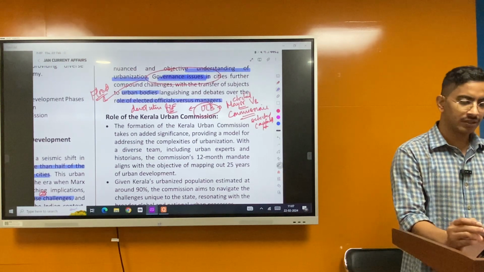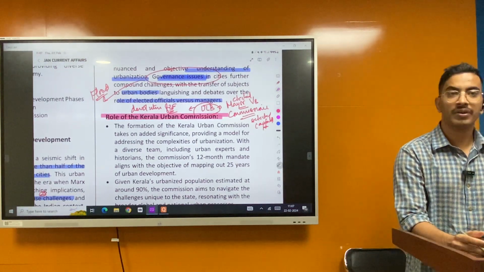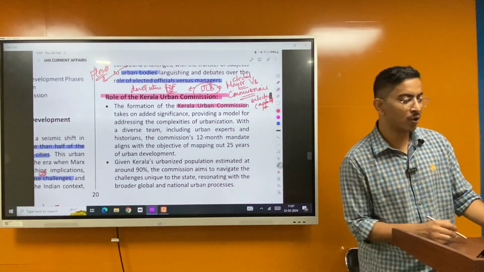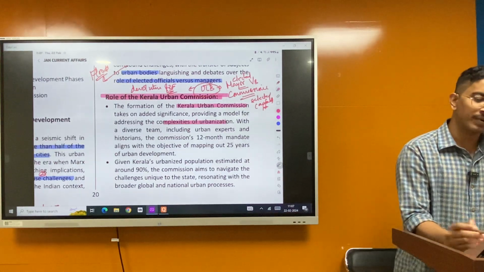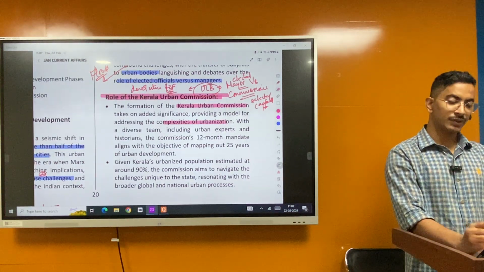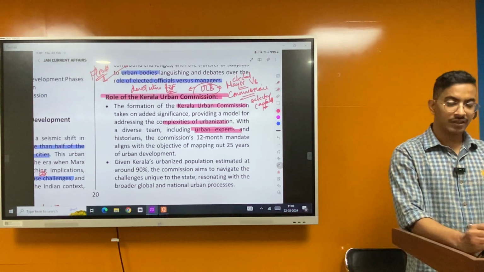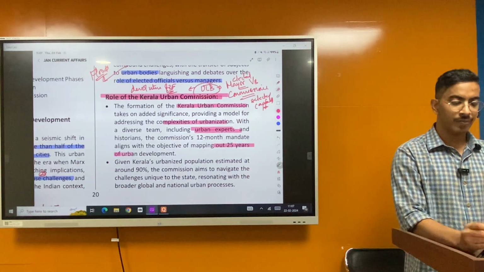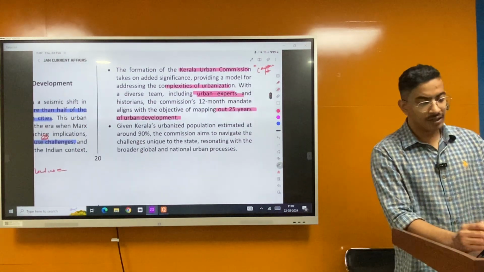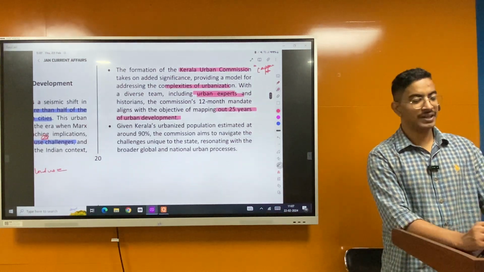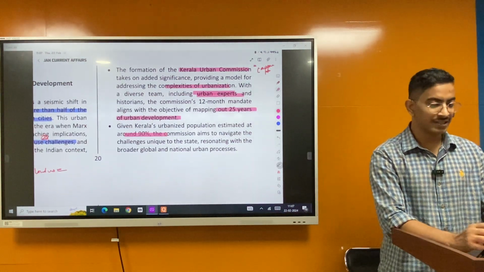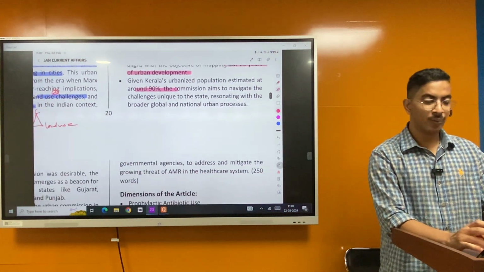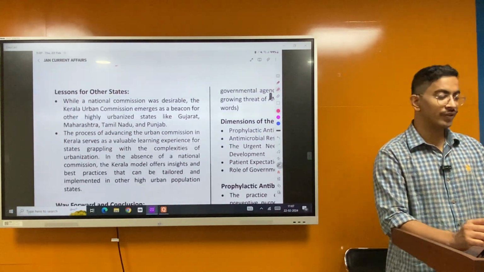Let's see what is the role of this Kerala Urban Commission. The formation of Kerala Urban Commission takes on added significance, providing a model for addressing the complexities of urbanization. With a diverse team, including urban experts and historians, the Commission's 12-month mandate aligns with the objective of mapping out 25 years of urban development. With Kerala's urbanized population estimated at around 90%, the Commission aims to navigate the challenges unique to the state, resonating with broader global and national urban processes. Lessons for other states.